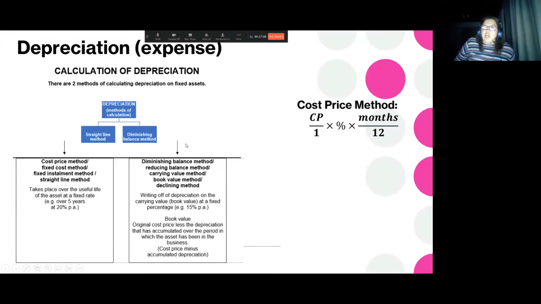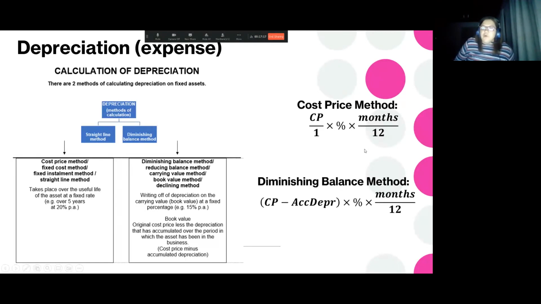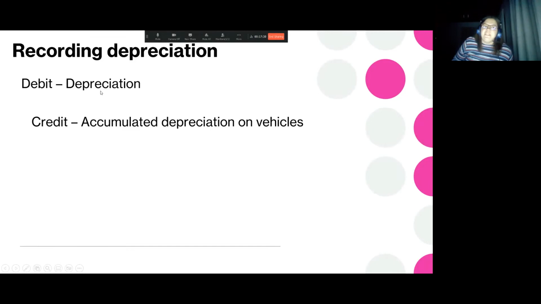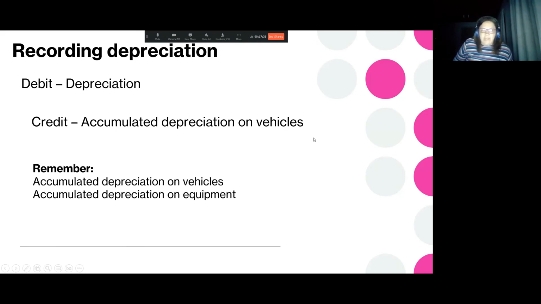The calculation for the cost price method is my cost price times the percentage of depreciation they give you times the number of months over 12. For your diminishing balance method, cost price minus accumulated depreciation, times your percentage times the number of months over 12. When I record depreciation, I would debit depreciation, which is an expense, credit accumulated depreciation.